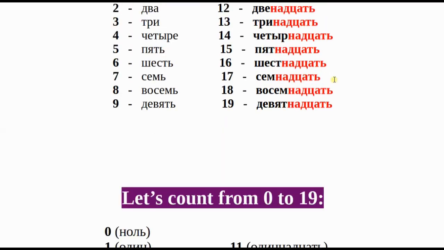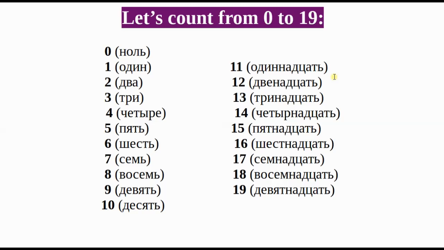So that's it, and now let's practice again counting all of the numerals that we've learned today from 0 till 19. Let's count all together. 0, 1, 2, 3, 4, 5, 6, 7, 8, 9, 10, 11, 12, 13, 14, 15, 16, 17, 18, 19. And let's count from the end till the start. Let's go 19, 18, 17, 16, 15, 14, 13, 12, 11, 10, 9, 8, 7, 6, 5, 4, 3, 2, 1, 0. So that's it for today.